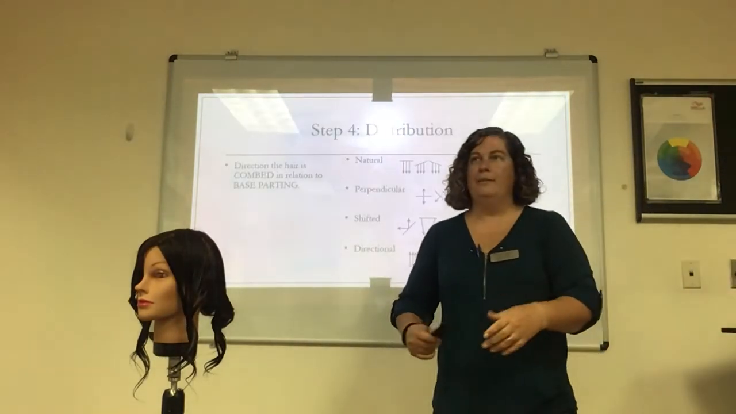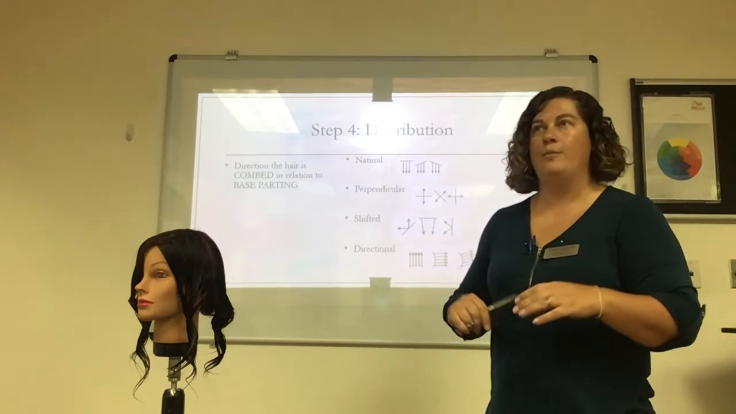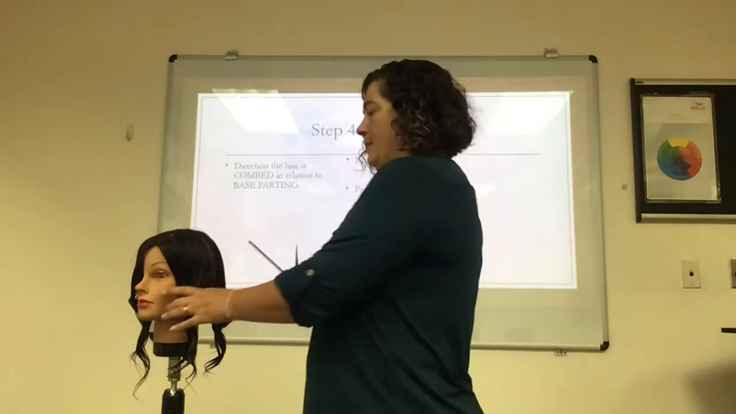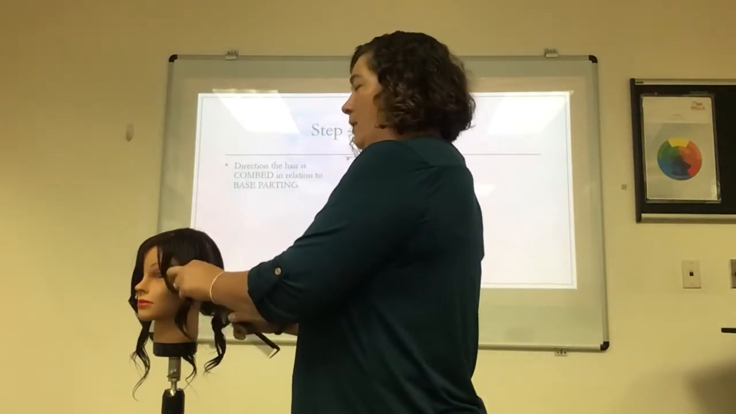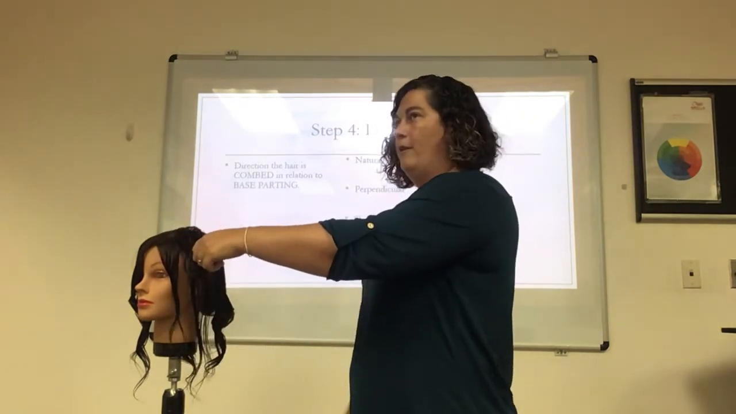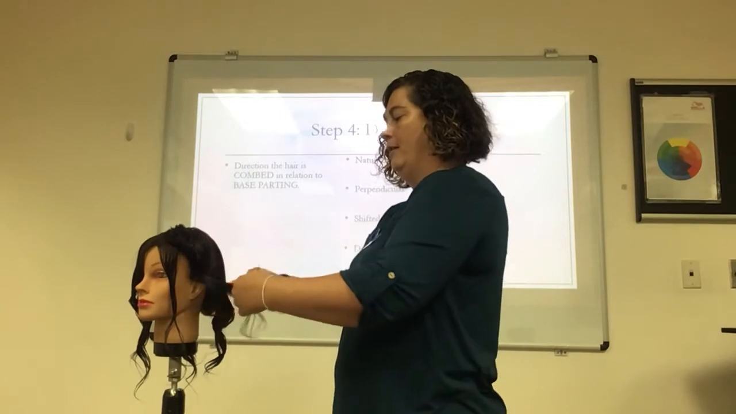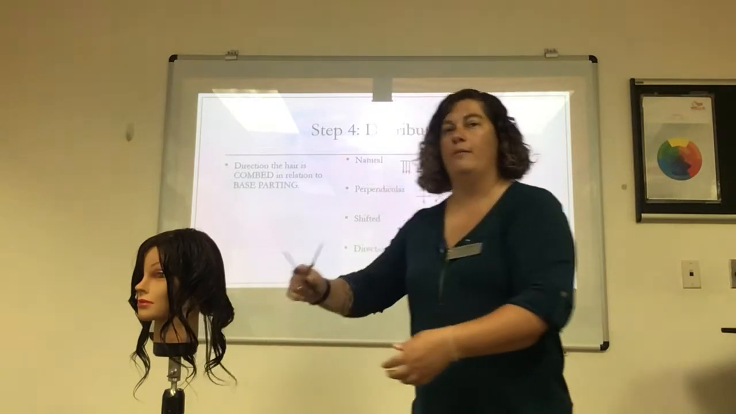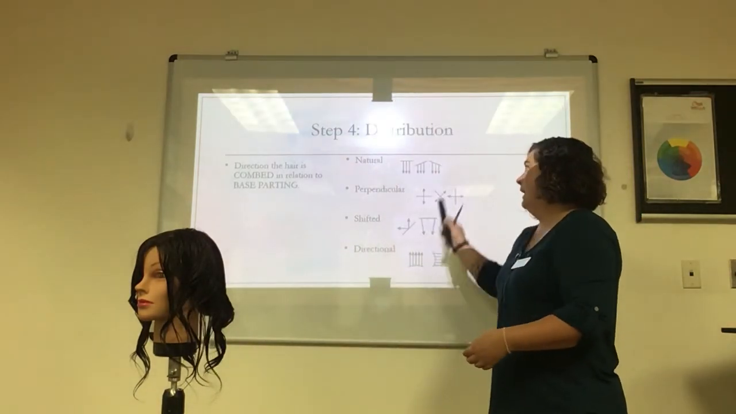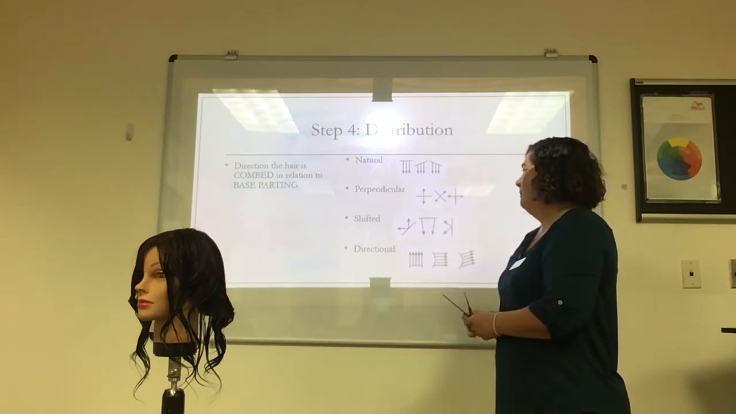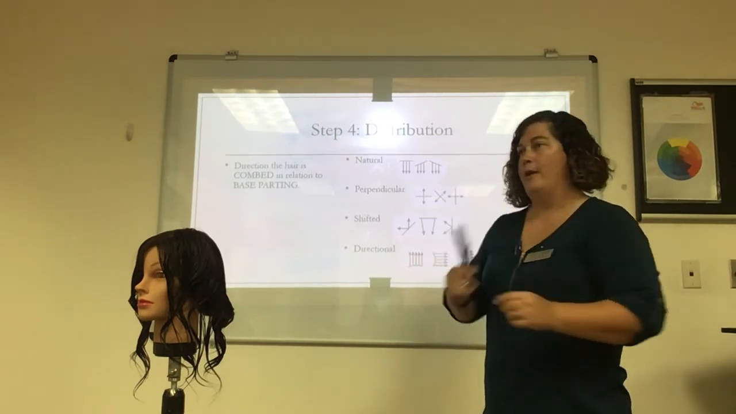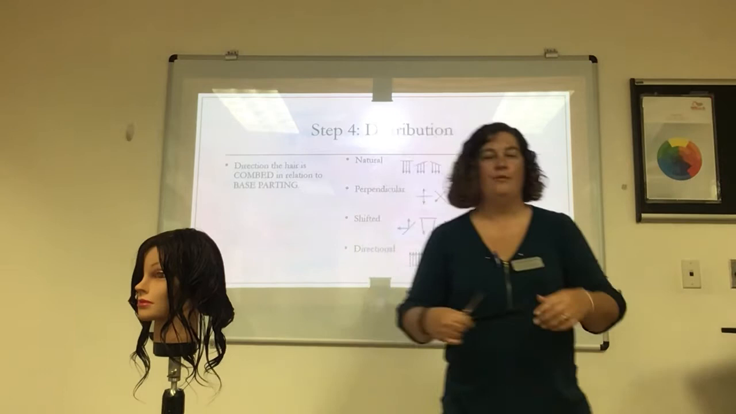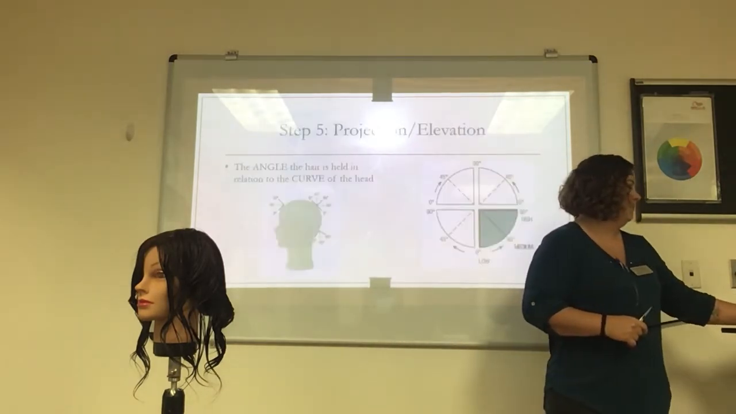Moving on to distribution. Distribution is the direction that the hair is combed in relation to the base parting. Okay? You have 4 different types of distribution. You have your natural, which is going to give you your natural fall. You have your perpendicular. You have your shifted, and you have your directional, which is going to follow the curve of the head. Okay, so you guys can see the demonstration on the board. Think about perpendicular, crossroads. Okay, think about directional, the direction of the head. So this will help you remember the different distributions.